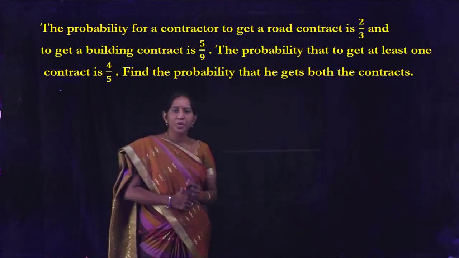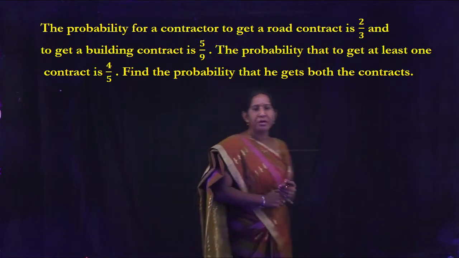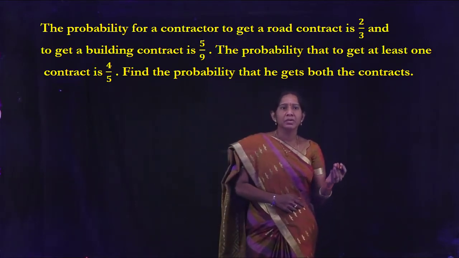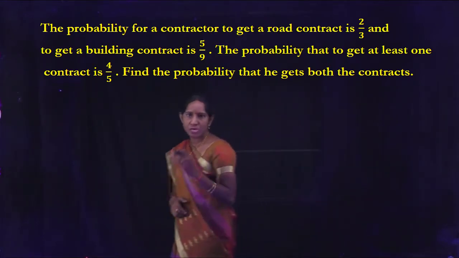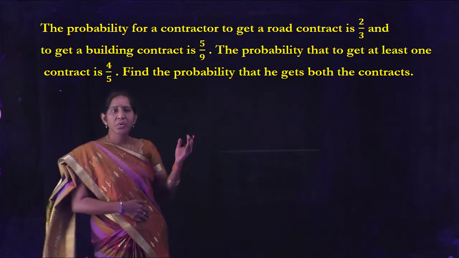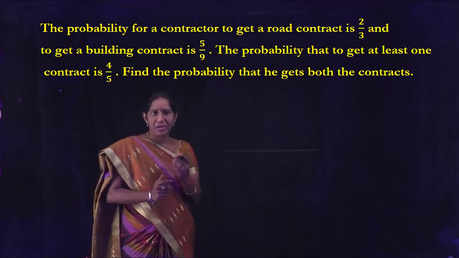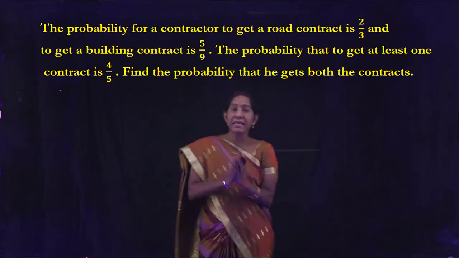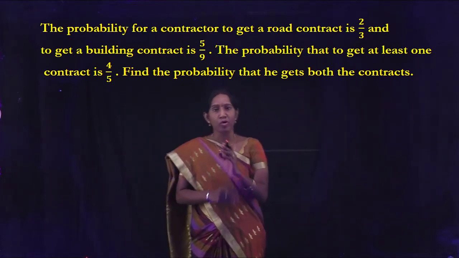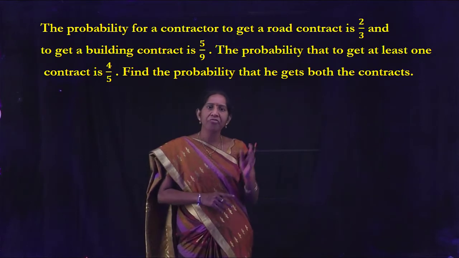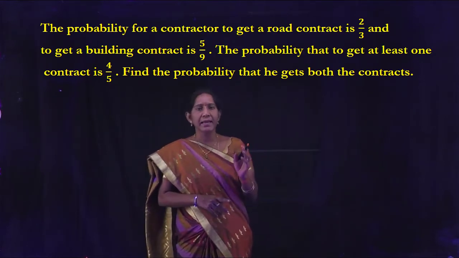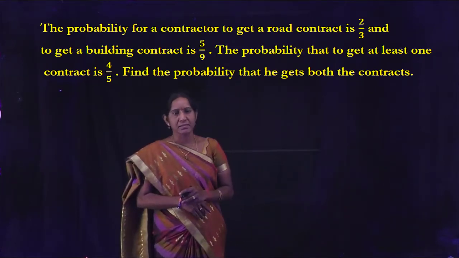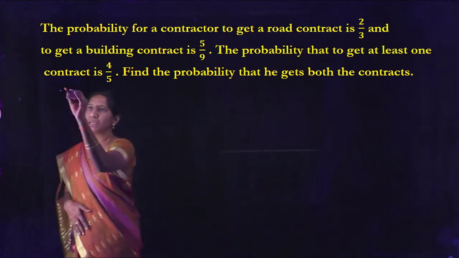Come to the next problem. Probability for a contractor to get a road contract is 2 by 3 and to get a building contract is 5 by 9. The probability that to get at least one contract is 4 by 5. Then find the probability that he gets both the contracts. So, solution of this.